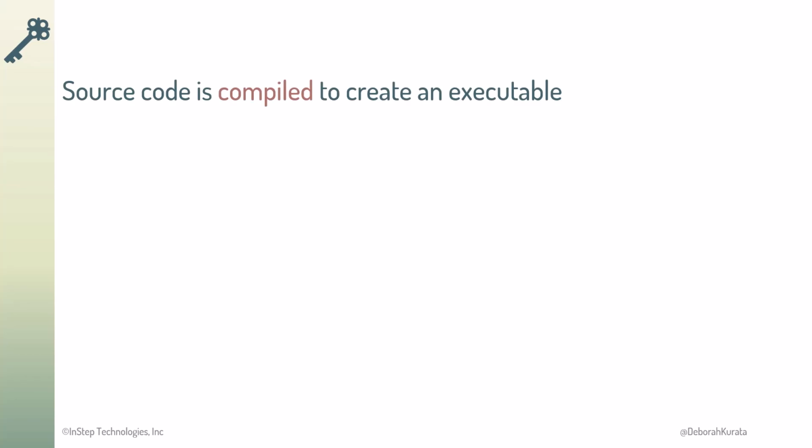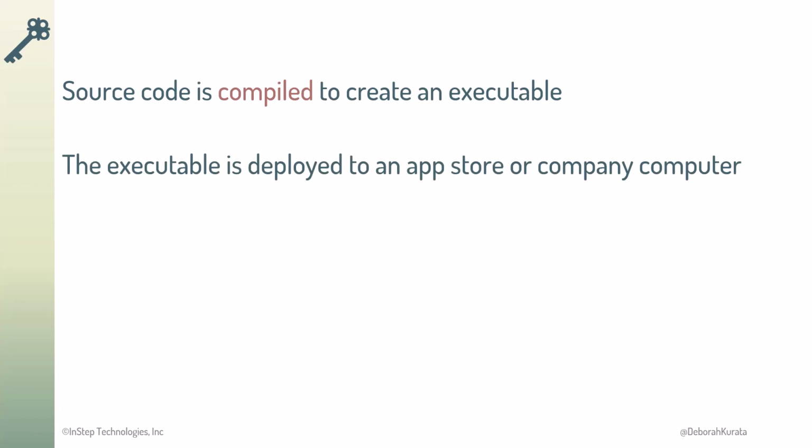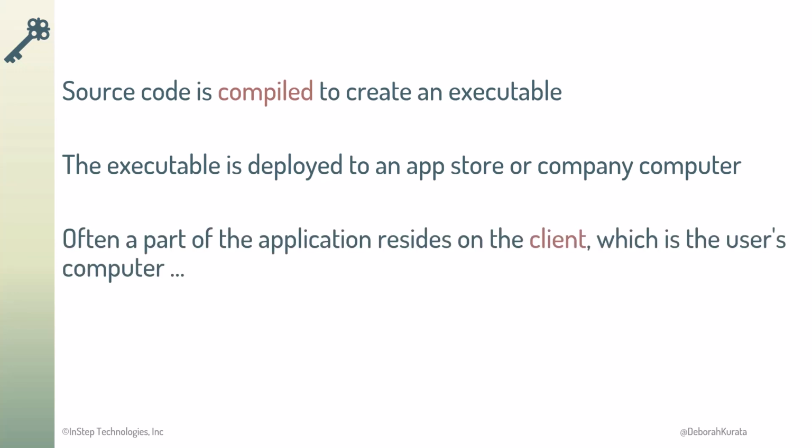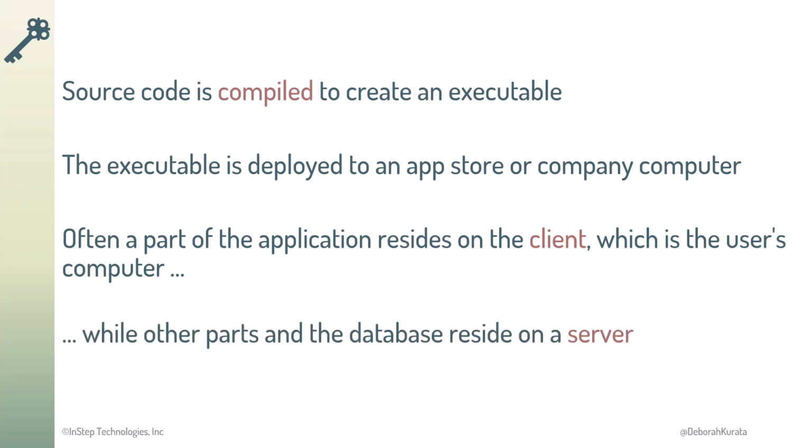So, for some programming languages, we convert our source code into compiled code to create an executable. We deploy or copy that executable to an app store or company computer. Often, some parts of an application reside on the client, which is the user's computer or device, while other parts of the application and database may reside on a server or set of servers somewhere else. So far, we've been talking about applications that users install and use on their computers, tablets, or phones. But what about web applications?